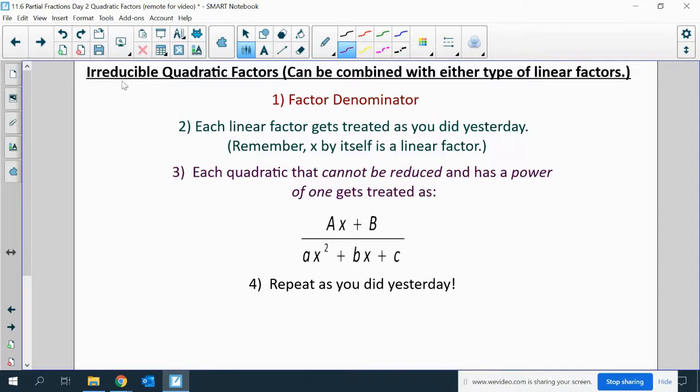So irreducible or non-reducible quadratic factors can be combined with either type of linear factors, as we showed on the previous slide. First thing you do is factor the denominator if you have to. Then each linear factor gets treated as we did in the previous video, and x by itself is a linear factor. Each quadratic that cannot be reduced and has a power of 1 gets treated as ax plus b in the numerator, and then whatever the quadratic is in the denominator.